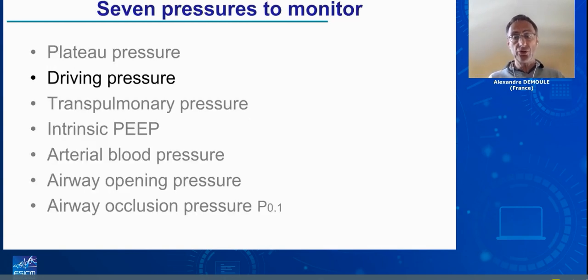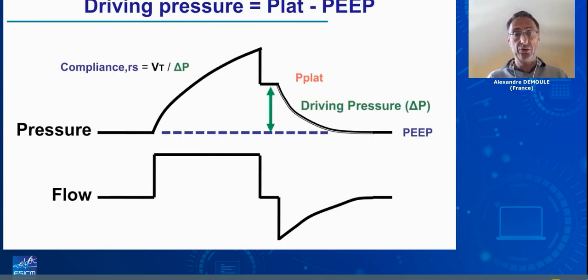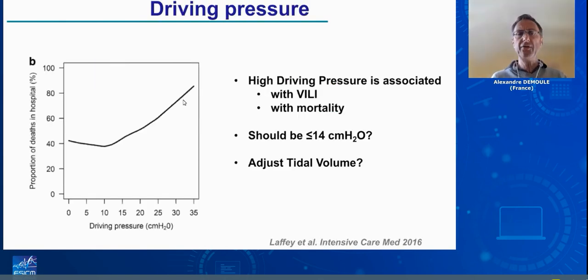The second pressure I currently monitor is driving pressure. Driving pressure is basically the difference between plateau pressure and PEEP. Driving pressure is very interesting because it's directly related to compliance. Basically, compliance is tidal volume divided by driving pressure. Driving pressure is also associated with mortality, as you can see on this graph.